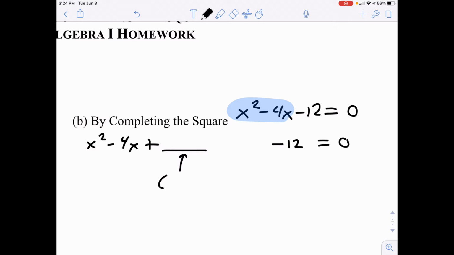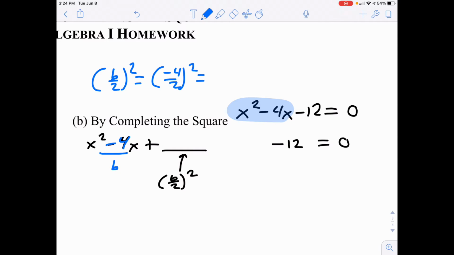The term that goes here is b over 2 squared. Now your b term is negative 4. That's your b term right there. So b over 2 squared, in this case, would be negative 4 divided by 2 squared. Well, negative 4 divided by 2 is negative 2, and negative 2 squared is positive 4. So I'm going to add a 4 to this to make this a perfect square trinomial. But then if I add that 4, I have to complete this by subtracting 4. So really, I'm adding 0.